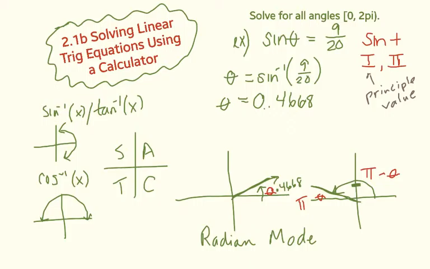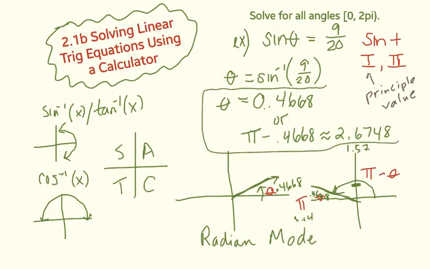Our second angle is this guy over here. So this reference is 0.4668. My second angle would be pi minus 0.4668, which comes out to be approximately 2.6748, which makes sense to me because I know that pi over 2 is 1.57 and pi is 3.14, and this is somewhere between those. So those are our two final results for this question. Theta is 0.4668 or pi minus 0.4668.